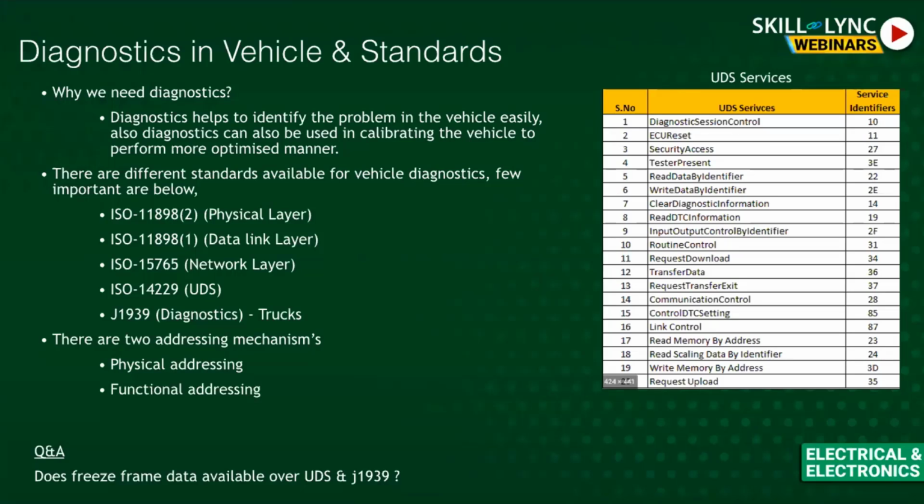Let us say you are calling some person. It's a one-to-one communication only, not a conference call. If it comes under the conference call, it's functional addressing, or a radio is the best example for functional addressing. One will be sending the messages, and everybody else will be receiving the messages. That should be functional addressing basically. So these are the two addressing mechanisms in the CAN.